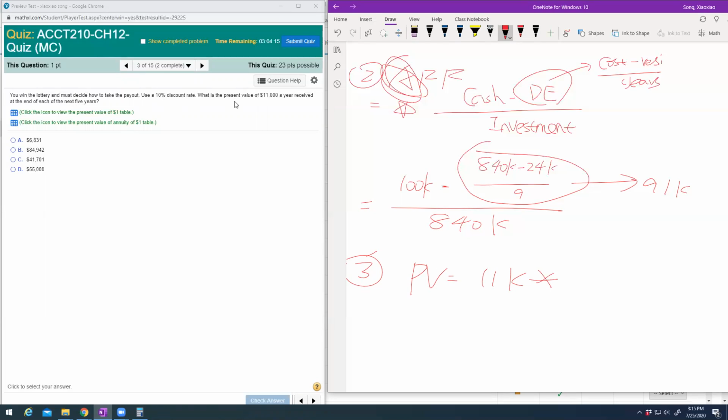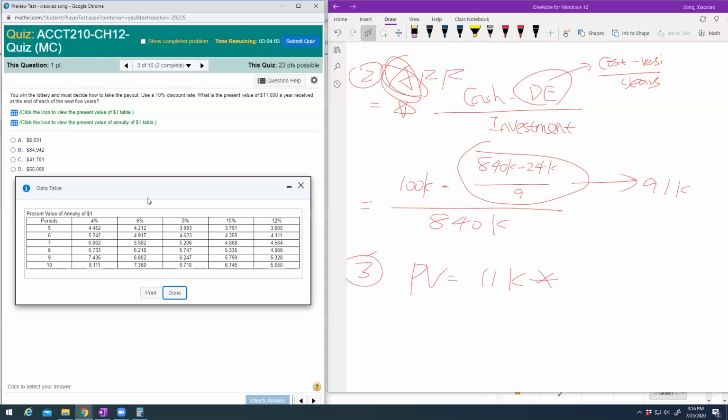So what should we use? We should use annuity. You will get 11,000 a year, received at the end of each of the next 5 years. So annuity, click the right one. Annuity, 5 years, 10%: 3.791.